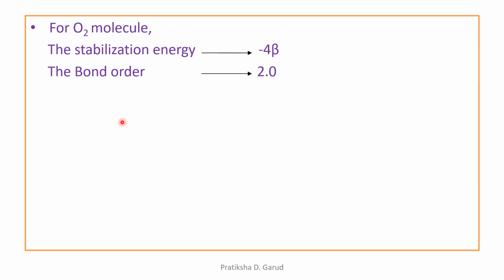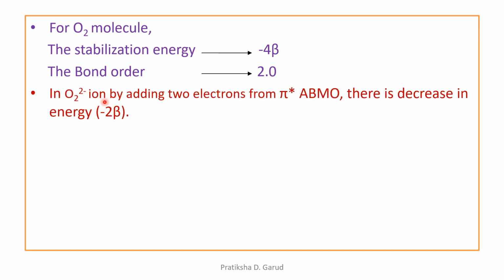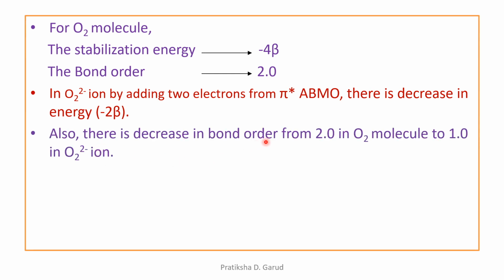Let's compare with the O2 2 minus. In O2 2 minus ion, by the addition of 2 electrons into the pi asterisk antibonding MO, there is a decrease in stabilization energy, and that value is -2 beta. For the oxygen molecule, it is -4 beta, but here it is -2 beta. Also, there is a decrease in bond order. In oxygen molecule, the bond order is 2. But in case of the O2 2 minus ion, the bond order is 1. That means the bond order is also decreased.